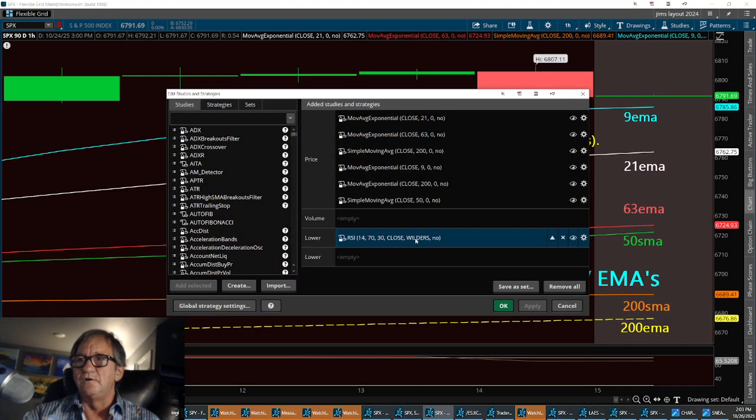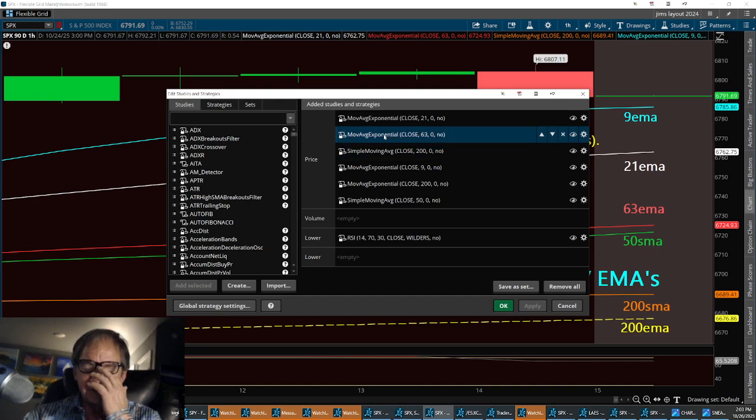I have the RSI on here, 14, 70, 30, and then I have my moving averages. Get your pencil and paper out, and I'm going to give you the color of each moving average. We've got the 21 EMA, that's the white one. These are just my colors. If you already have colors for yours, then use yours. But if you want to follow my strategy and you watch me live on YouTube or you're in the room, you might want to use the same ones that I have.